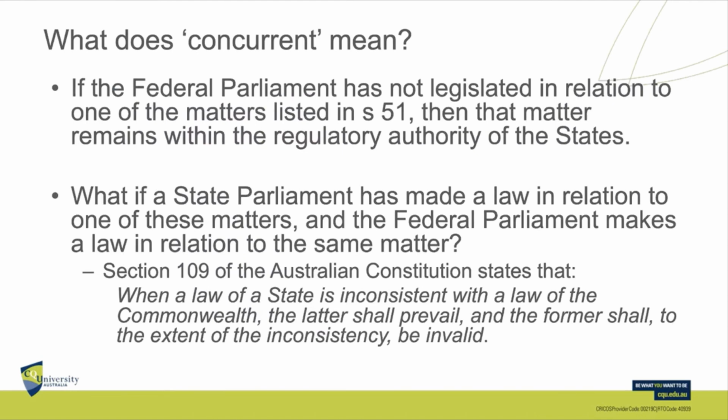So we need to unpack this concurrent idea a bit more. Well, it works like this. If the federal parliament has not legislated on the matter, then it remains within the authority of the states. But if a state has made law in relation to something that the federal parliament subsequently makes law on, then section 109 of the Australian Constitution kicks in. And that says, when a law of a state is inconsistent with a law of the Commonwealth, the latter shall prevail, and the former shall, to the extent of the inconsistency, be invalid.